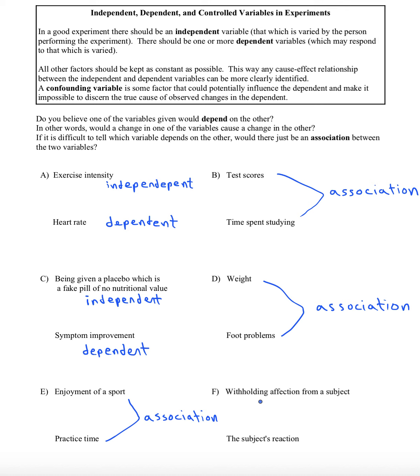The next one says withholding affection from a subject and the subject's reaction. Does one of these things depend on the other? Yeah, this would be a classic type of psychological lab experiment. The researchers can decide how much affection to give, and then the reaction depends on the affection that they had gotten.